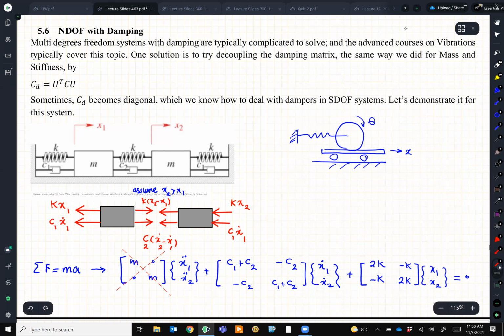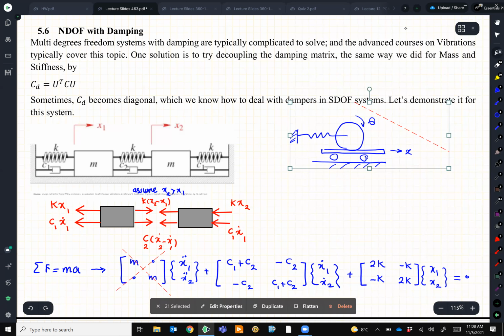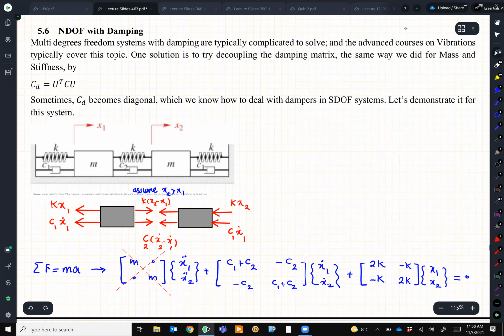So we expect our mass matrix to be diagonal, or they should be decoupled, as we said before. But we don't need to do that check. If we just write the equations correctly, and the free body diagram is correct, then we should get that.